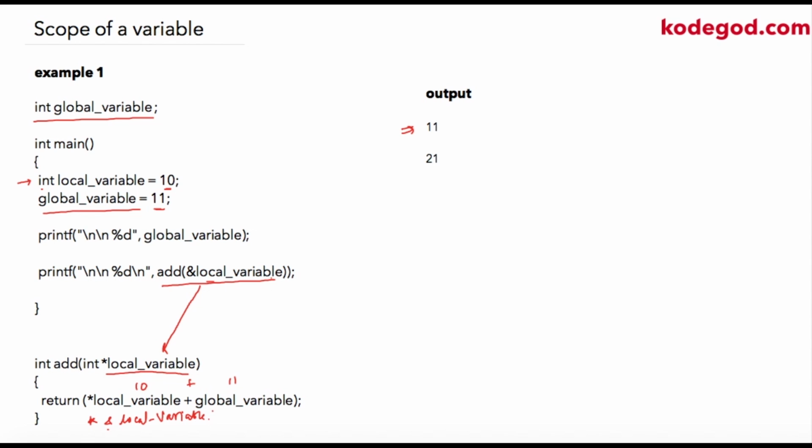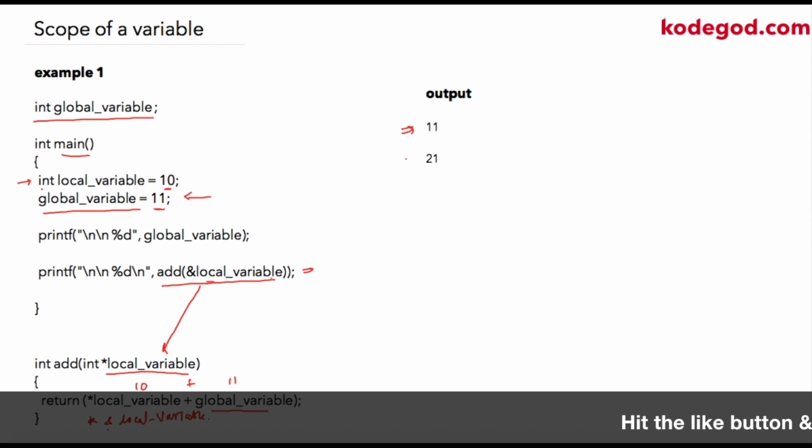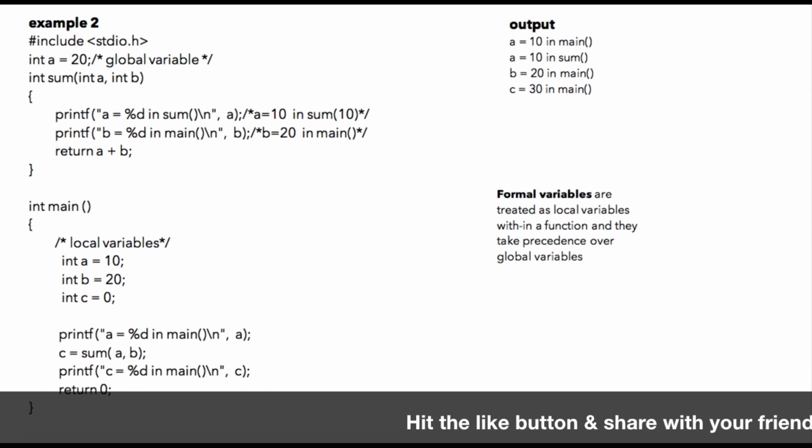Notice that global variable is directly accessible over here. We have not declared it again inside of this user defined function, and this value 11 was assigned by our main function here. So the compiler will print 21 for this instruction. So here is the output. Let us take one more example.